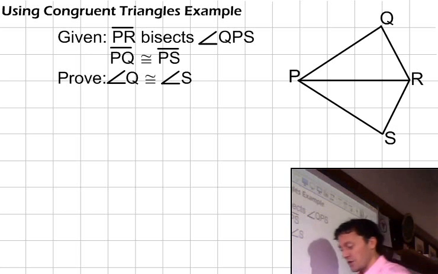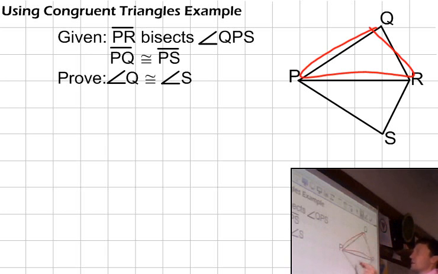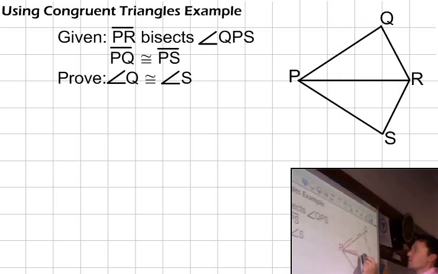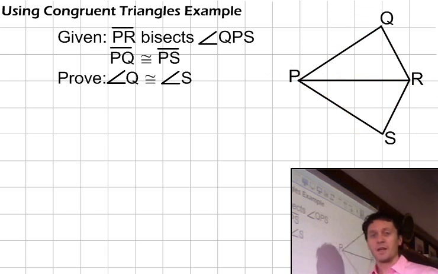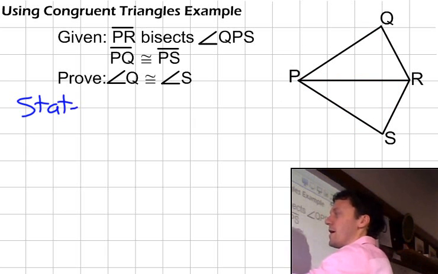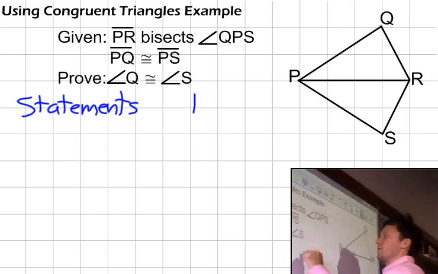So the way we can show that is, if we can show that this triangle is congruent to this triangle, then we've got congruent triangles. So we can say that the parts are congruent. Corresponding parts of congruent triangles are congruent. So first, let's prove that these are congruent. All right, so we're going to have a bunch of statements and some reasons for those statements.